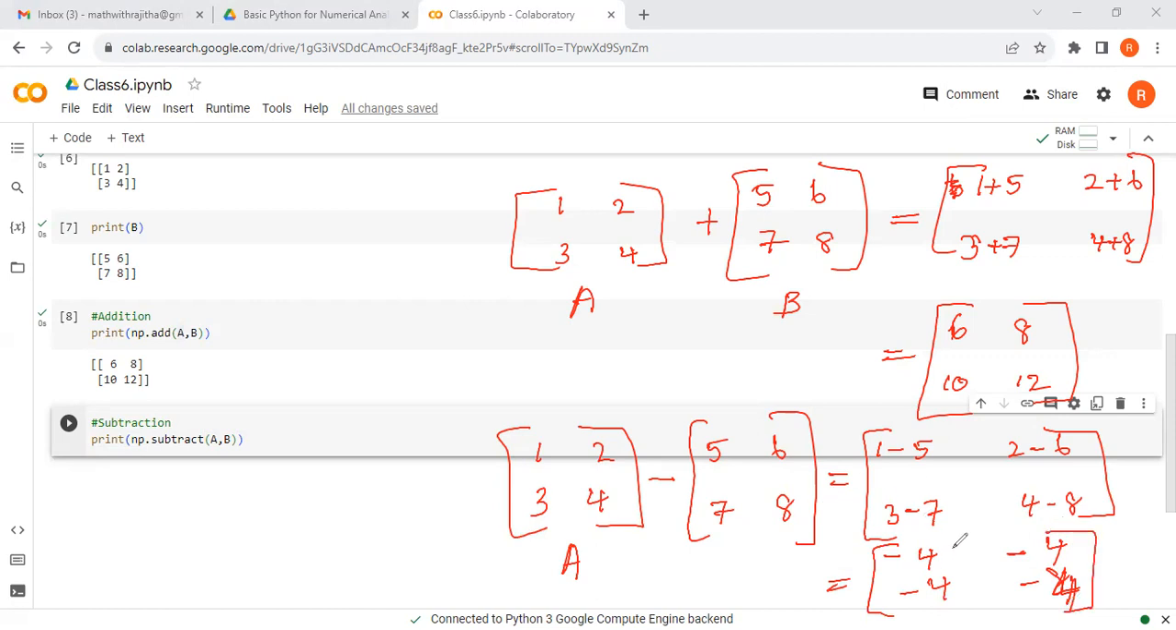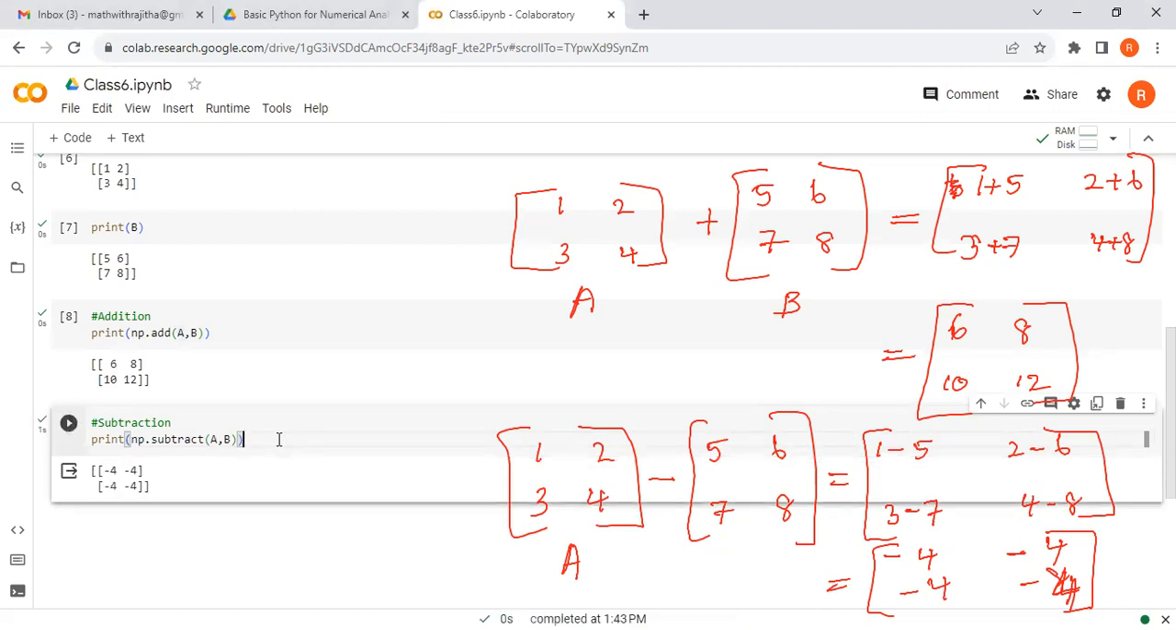Isn't it? We got all minus 4. Yeah, that's how you subtract. When we run this code, we will get the correct one. Yes. So that is fine. The next one, multiply element-wise.